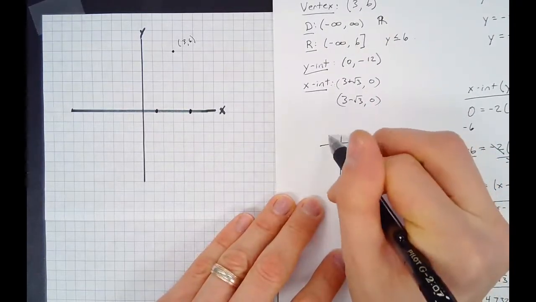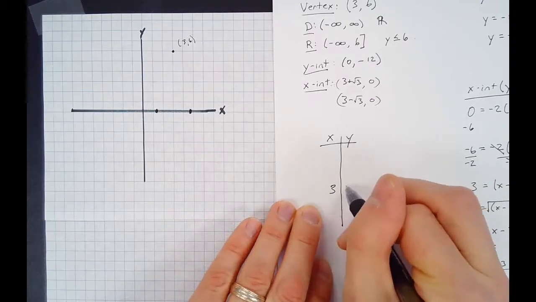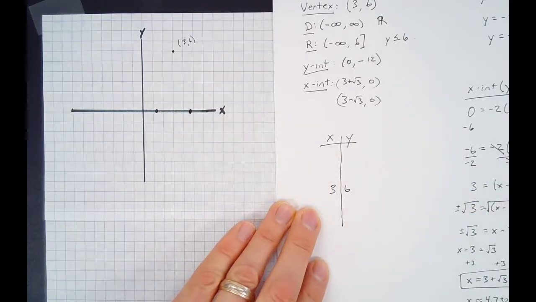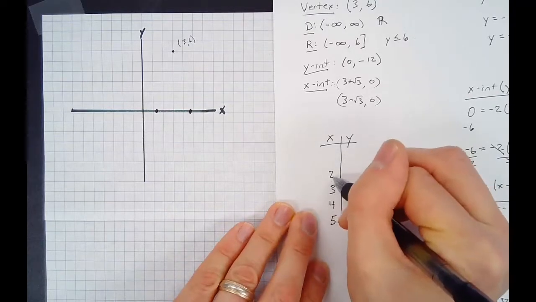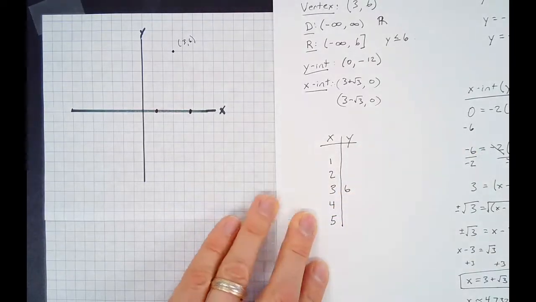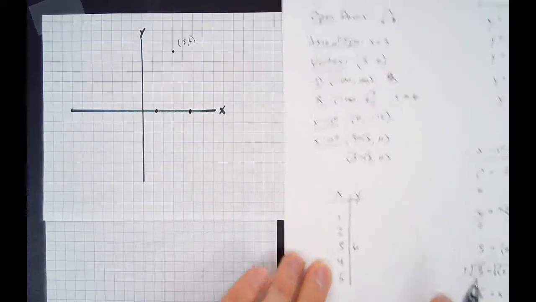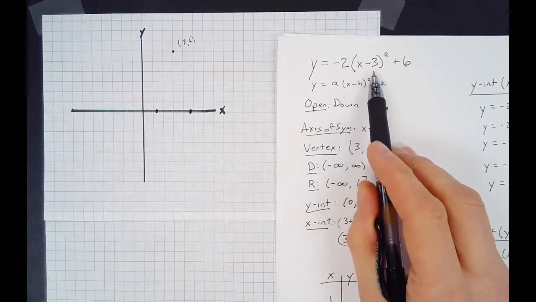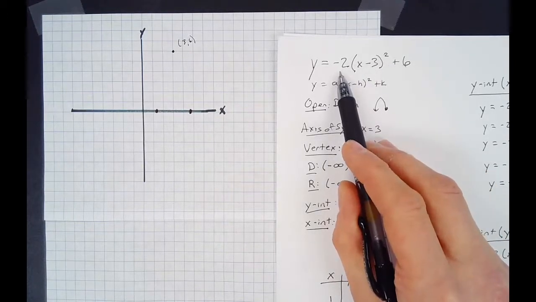So one of the things I want to do is put my vertex right here in the middle. And then because of symmetry, it's going to be easy to build up that table and build down that table. So here we go. I'll plug in 4 into my equation. 4 minus 3 is 1. 1 squared is 1, times -2 is -2, plus 6 gives me 4.